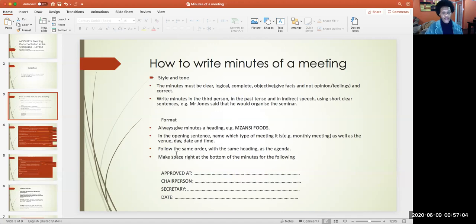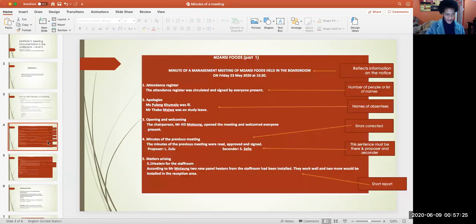Follow the same order and the same headings as the agenda, and then make space right at the bottom of the minutes for the following: Approved at. All the minutes must be approved and signed by the chairperson and the secretary, and the date must also be included in the minutes.